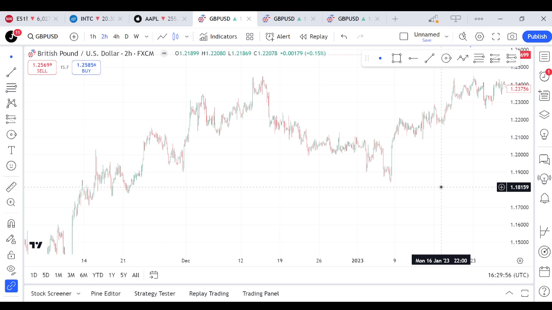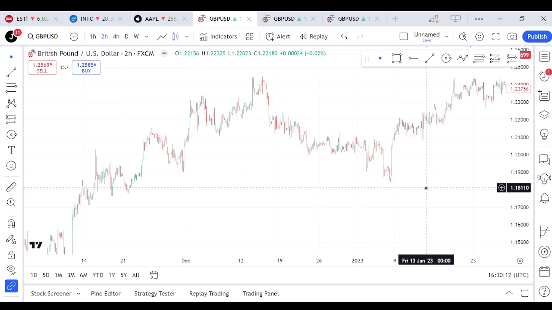Stick around until the end and you will learn how to identify these reversal patterns on your charts, when to enter and exit trades, and how to manage your risk effectively. So let's get started. So let's talk about key reversal patterns.